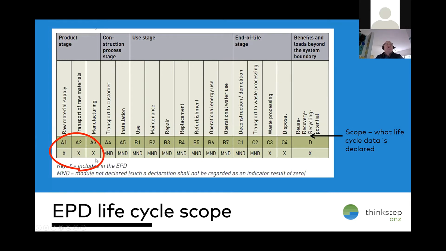Some EPDs include construction stage information, and some the use stage. Most EPDs also include data, like the Wood Solutions EPDs. They include data on the waste side of things, the disposal, as well as reuse and recycling options. So that's important to understand what that data is included.